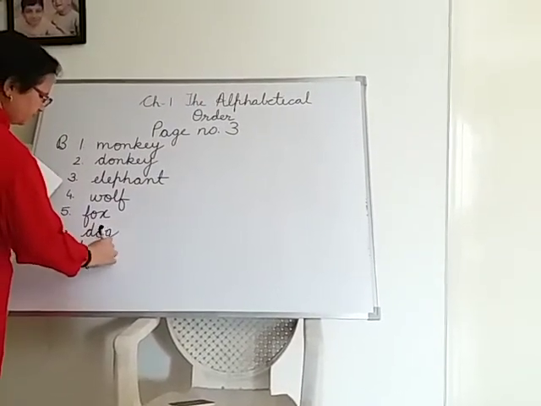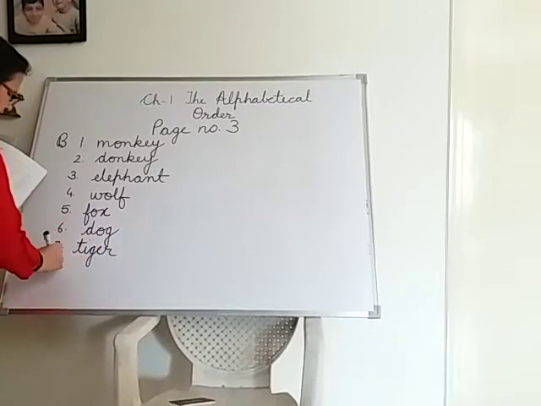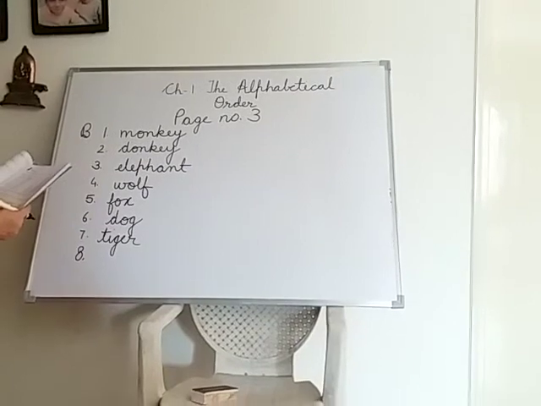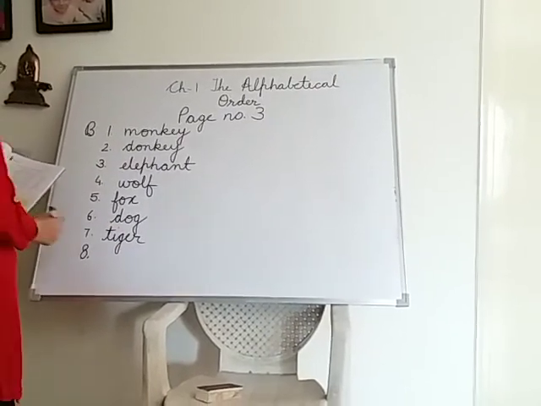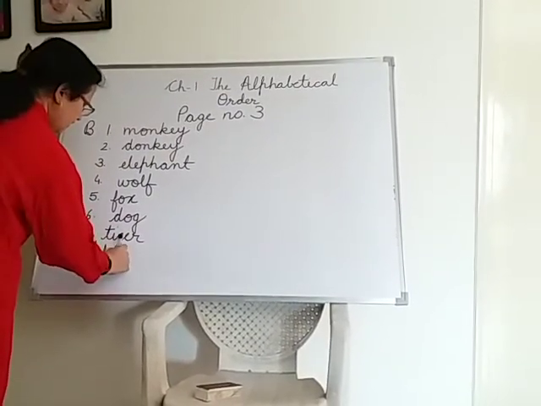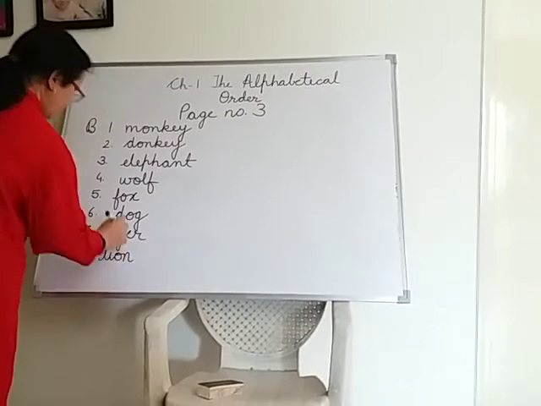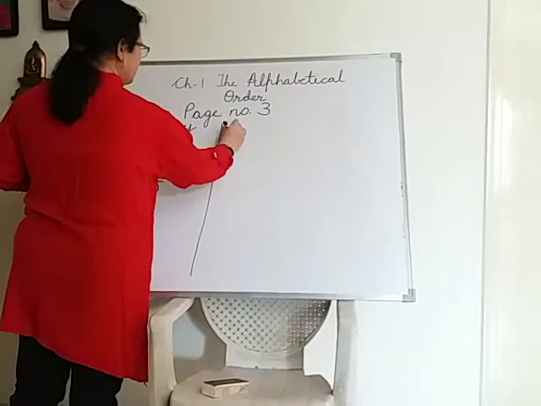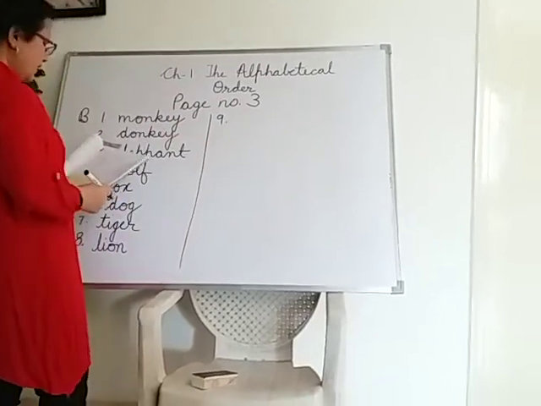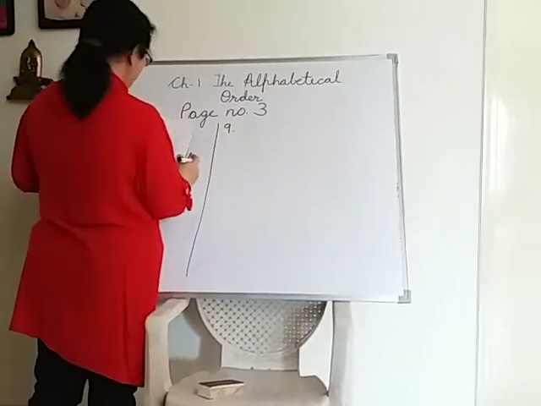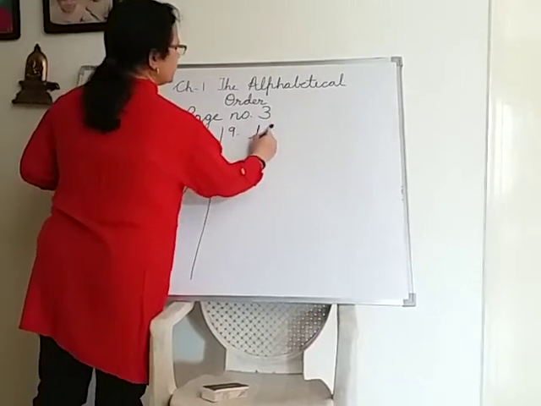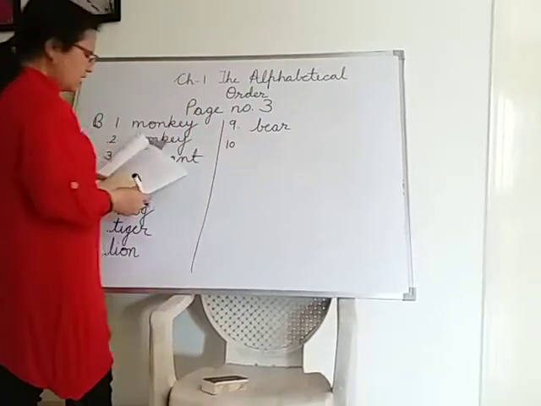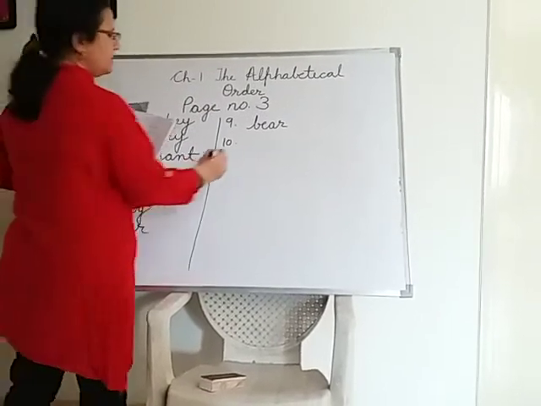Students, first try to do it yourself. Then you copy down from the board the words which you are unable to find out. Next is lion. L-I-O-N, lion. Now, next, number 9. On 9th place it is R-A-B-E that is written, so it is bear. B-E-A-R, bear. Now 10th number is zebra.